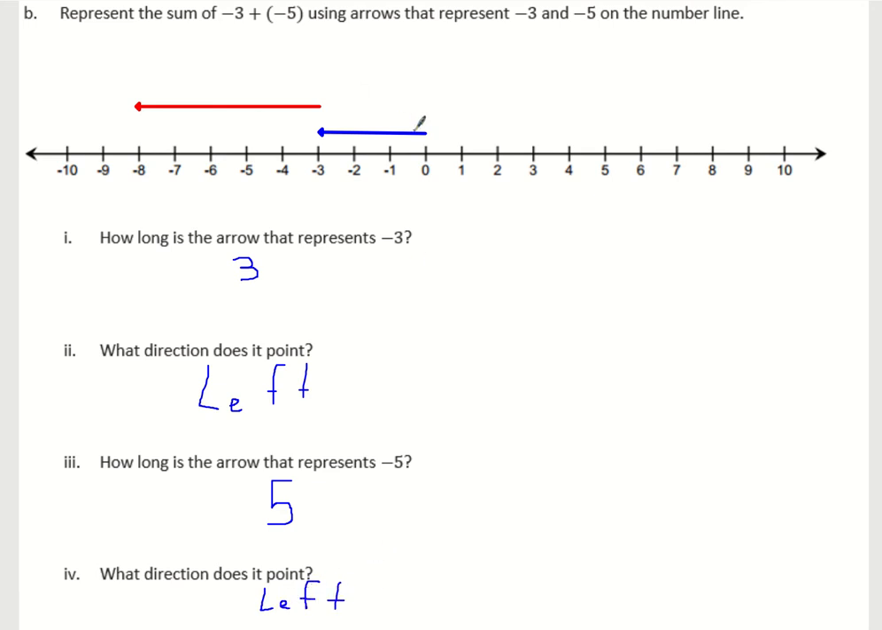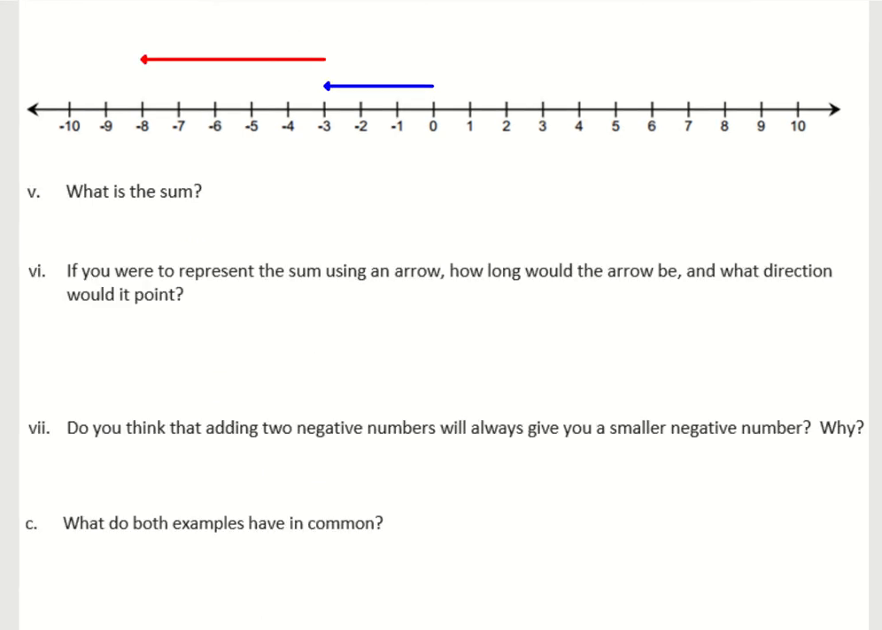So we've got our arrow that is 3 to the left, and then an arrow that is 5 to the left. But what's the sum of this? Well, once again, to find our sum, we need to find out where the tip of our arrow ends up, the topmost arrow, and it ends up over here at -8, which means that our sum is -8.